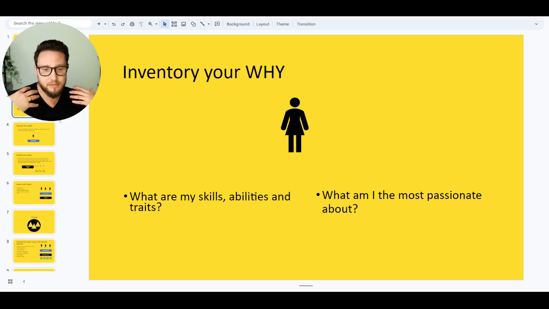So take your time, take some intentional time, inventory your why. Really reflect on yourself. What are you good at, right? Where are you a subject matter expert? Because once you get into deals, you're going to want to be able to add value to those deals, right? So are you good at marketing? Are you good at sales? Are you good at operations? Are you good at finance? Are you good at human resources? Are you good at technology and IT and development? Are you good at legal, right? Compliance? What are you good at?